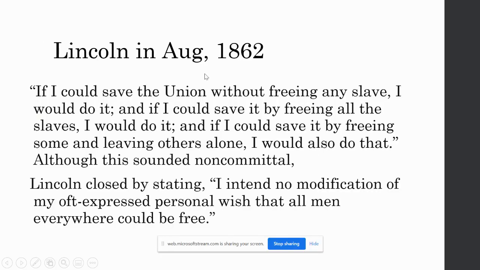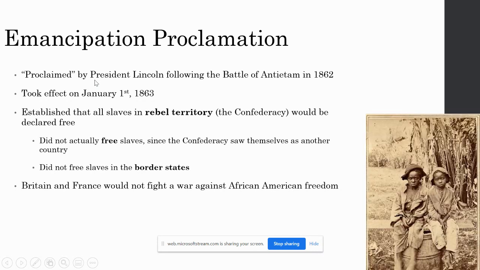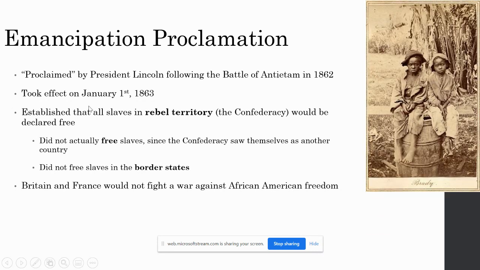originally Lincoln did not want to free the slaves. He talked about how if he could save the Union without freeing any slave, he would do it. And if he could do it by freeing all of them, he would do it. And if he could free some and not others, he would also do that. That's all part of his idea of not modifying slavery as it exists. However, with the Emancipation Proclamation, that changes things. It establishes that all slaves in rebel territory should be declared free starting in 1863, which does not actually free slaves because the Confederacy saw themselves as another country. But what it does do is it shifts the tone so that now it pretty much guarantees that Britain and France will stay out of the war and not help the South, which was something the South was relying on.